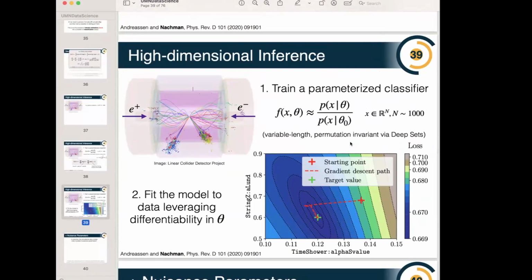Right. So the comparison is in 1,000 dimensions. It's all the full phase space. So you can think of it like it's using all the particles and all their properties all at the same time. And there's only 3 parameters. So it's a very high dimensional feature space and a very low dimensional parameter space.